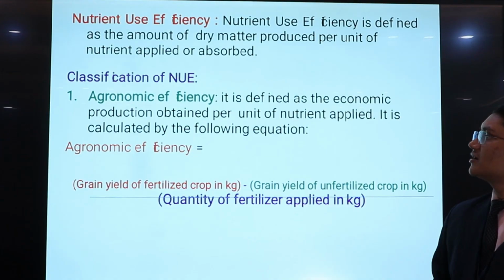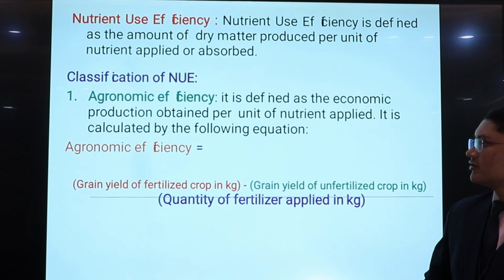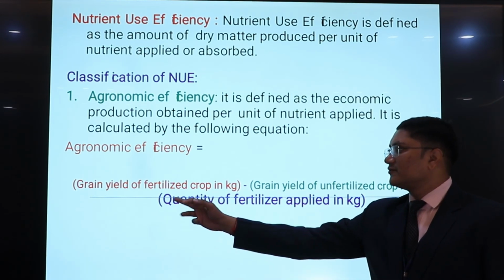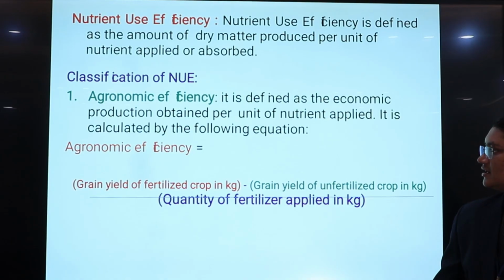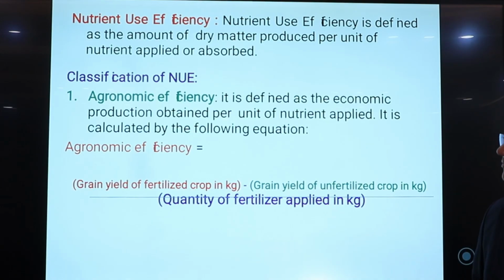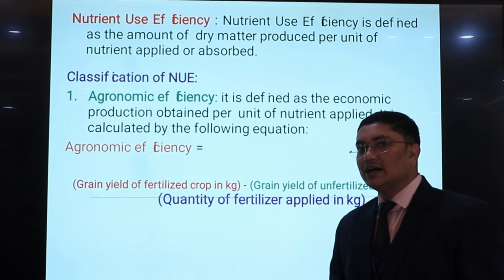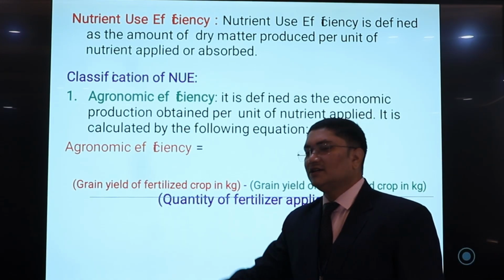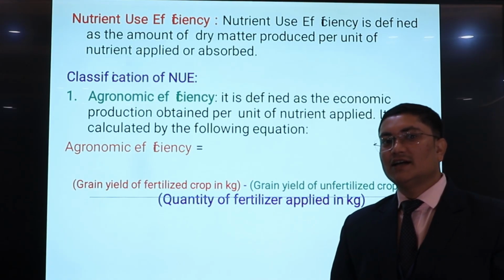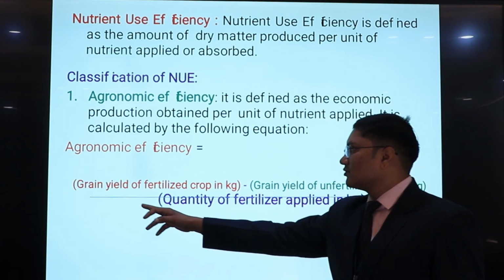The first category is agronomic efficiency. How can we get the agronomic efficiency? It is the grain yield of the fertilized crop minus the grain yield of the unfertilized crop, in kilograms, divided by the quantity of fertilizer applied in kilograms. Here you have to take the total economic yield, because in agronomy we talk about the economic yield of the crop, not the total plant material. So economic yield is only the grain yield.